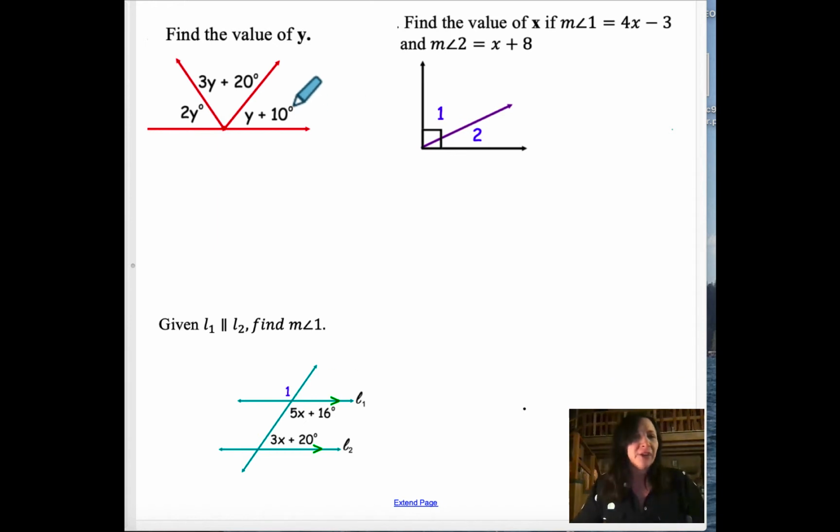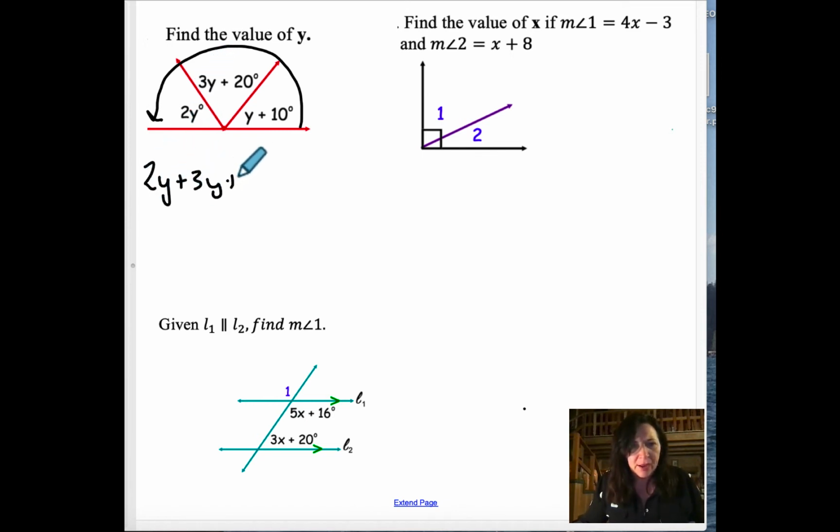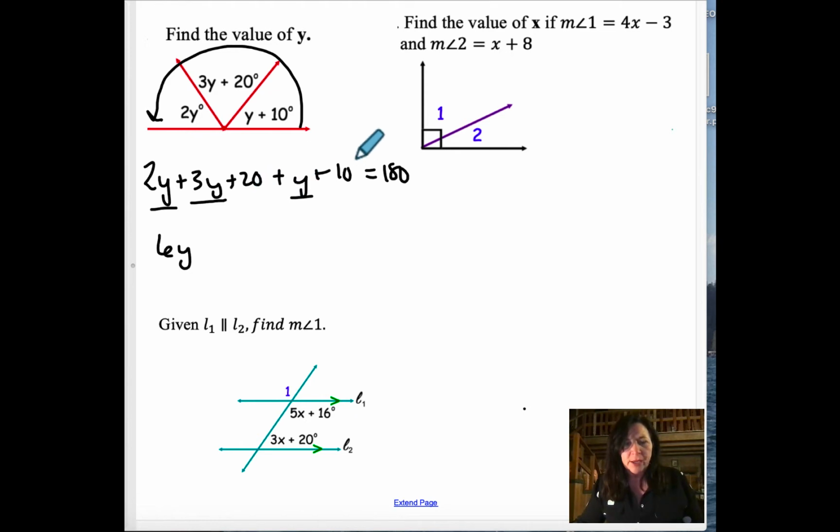For this problem here, it's asking me to find the value of y. Well, we know that from here all the way around is 180 degrees. So we just have to add these up and set it equal to 180 degrees. So we have 2y plus 3y plus 20, and then adding y plus 10. And all of that adds up to 180. So we have 6 y's, 20 plus 10, which makes 30.